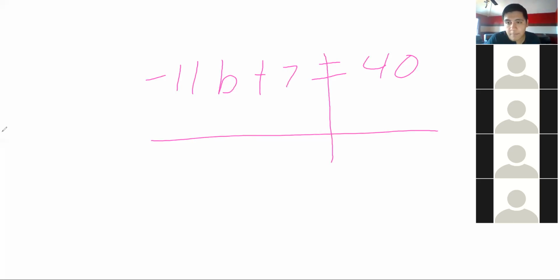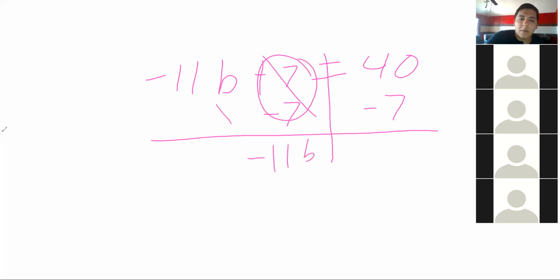We subtract 7 on each side. We'd subtract 7. So we do it on one side, and we have to do it on the other, right? Yes. So negative 11b goes down, and 40 minus 7, what is that? 33.